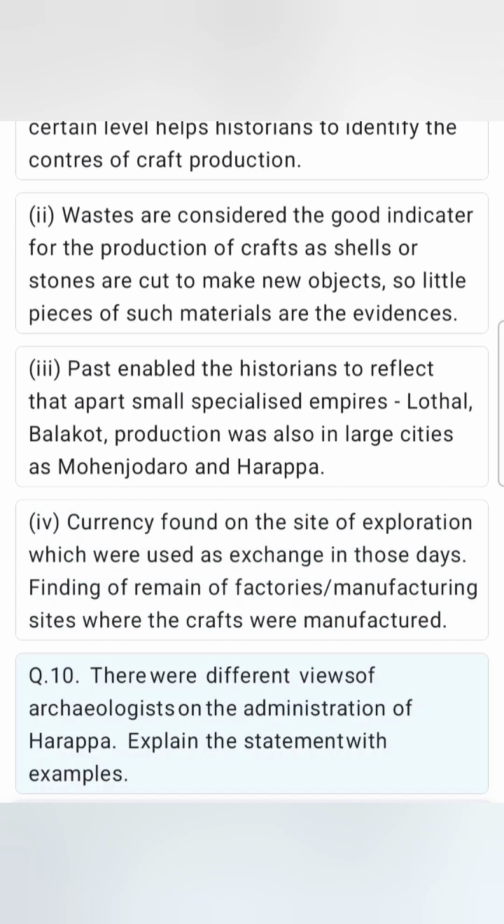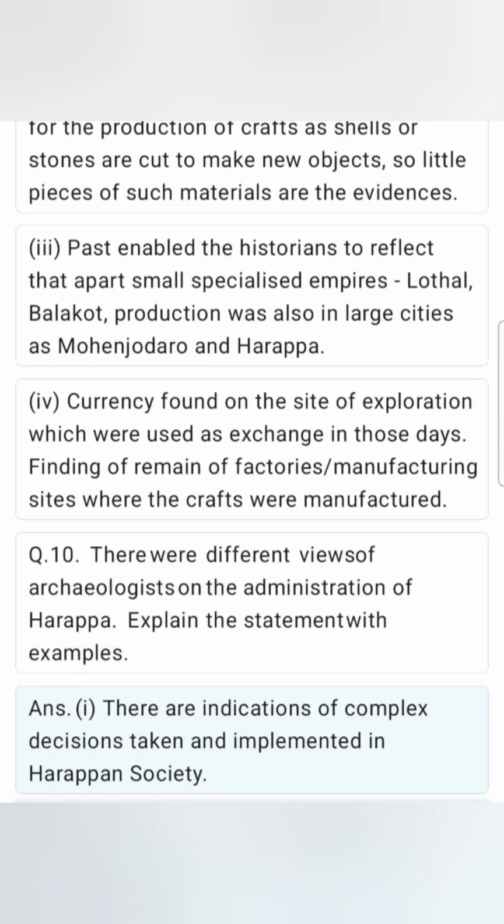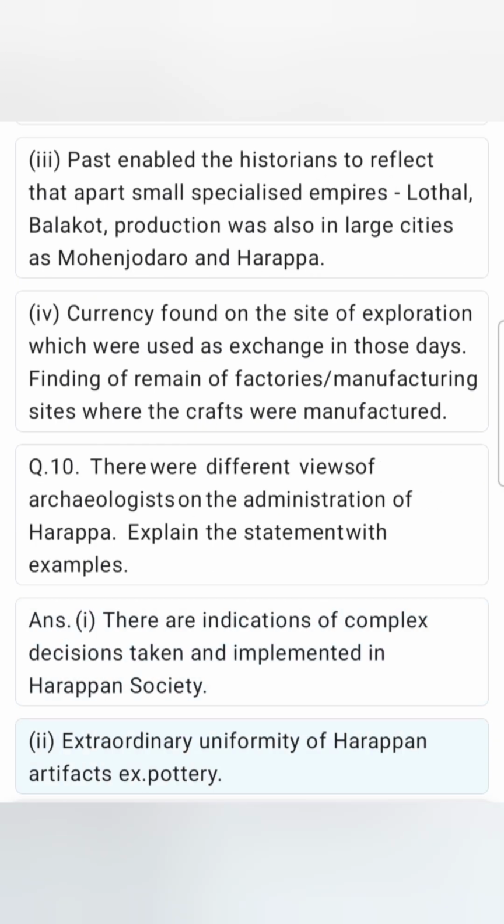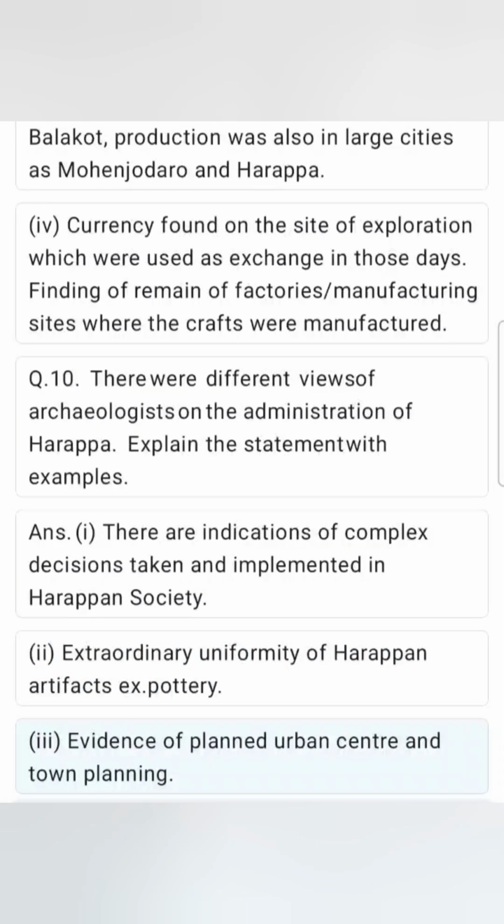Q. 10. There were different views of archaeologists on the administration of Harappa. Explain the statement with examples. Ans. I. There are indications of complex decisions taken and implemented in Harappan society. II. Extraordinary uniformity of Harappan artifacts, such as pottery. III. Evidence of planned urban centers and town planning.